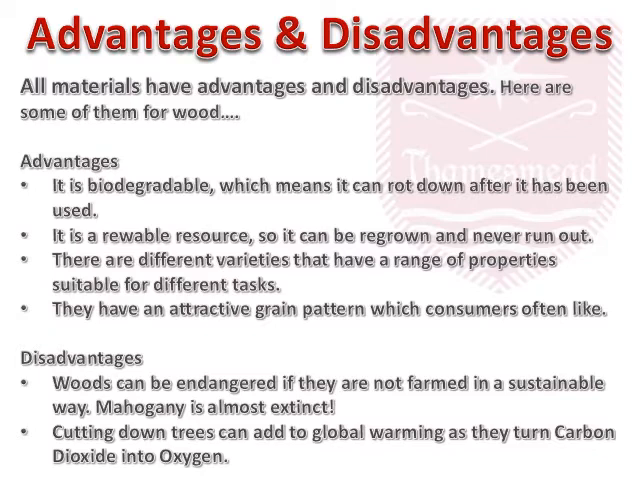Disadvantages: woods can be endangered if they're not farmed in a sustainable way. Mahogany, for example, is almost extinct because it's been cut down and it's not been regrown properly. Cutting down trees can also add to global warming as they turn carbon dioxide into oxygen, and if you take the trees away, they don't do that as much, which means you're producing more carbon dioxide and you haven't got the trees and the forests and the plant life to replace that oxygen.